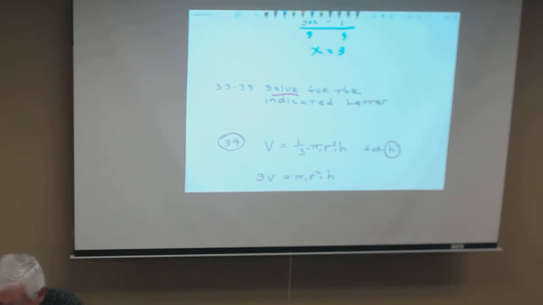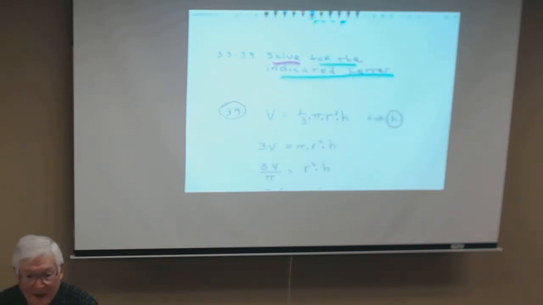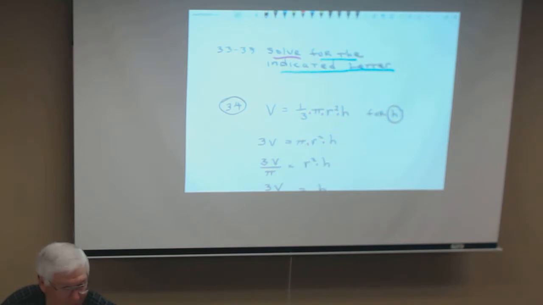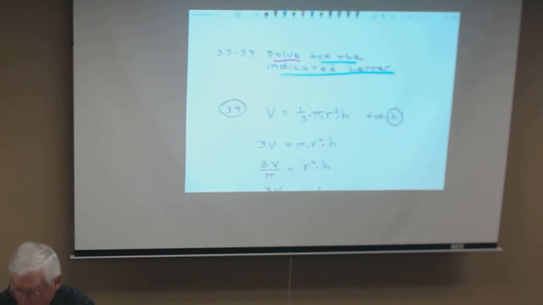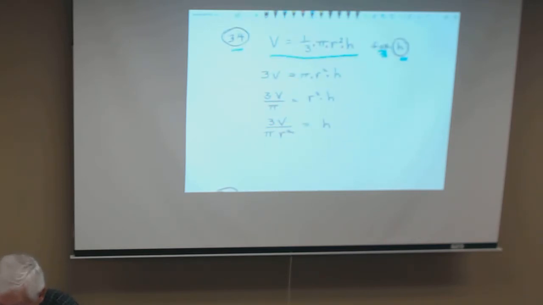When it says to solve for the indicated letter, I'm not going to find an answer. See, over here, solving meant I come up with one final answer, like x equals 3. Down here, I'm going to solve, well, look what 34 says. Solve this whole thing for h, which means I want to get h by itself. I want h to equal something. And there's the answer right there.